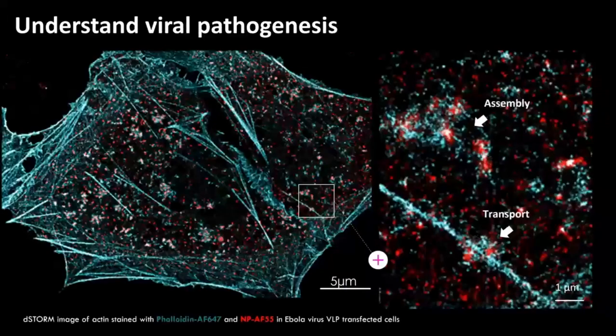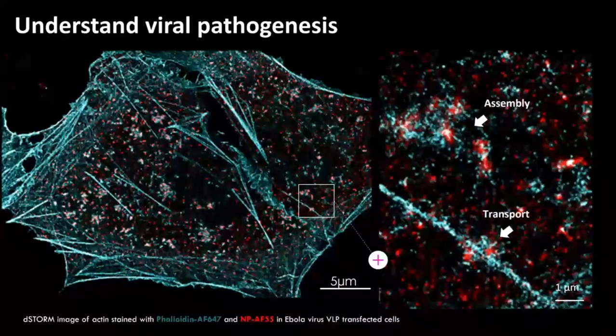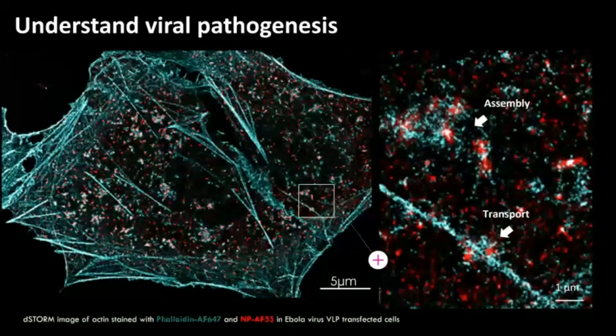So one of our collaborators has used this in understanding Ebola virus pathogenesis. And here we see a cell that's stained for actin in cyan, and they've been looking at the virus particle assembly and looking at how it can hijack the actin machinery in order to help it assemble virus particles. But also we can see these virus particles along these actin cables. And this is important for their transport through the cell and eventual dissemination.